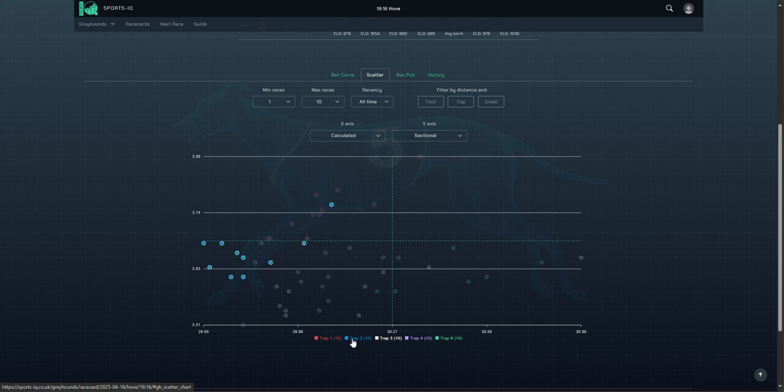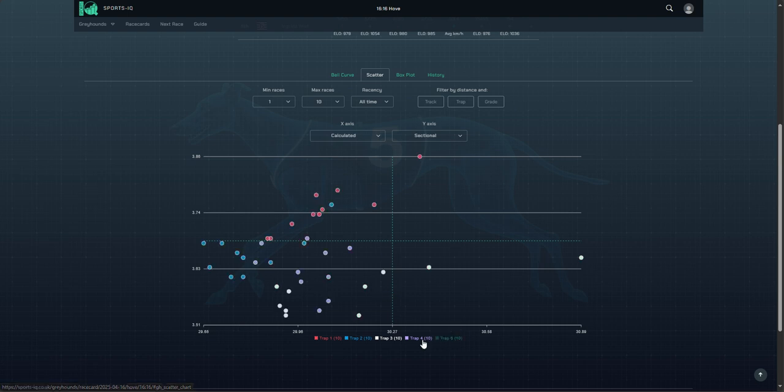Looking at trap 2, it has a decent average sectional time as most of the dots appear in the bottom left quadrant, and its calculated time is superb compared to the other dogs, as most of the dots are closer to the left. Trap 3 seems to have the fastest sectional times overall, with a slower calculated time. So trap 3 will usually start races very well and tend to fade off towards the end. Now, dog 4 also has good sectional and calculated times, but nowhere near as quick as dog 2. And finally, trap 6 has decent sectional and terrible calculated times.